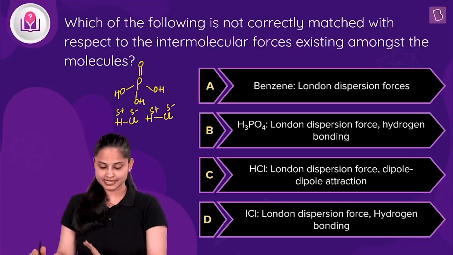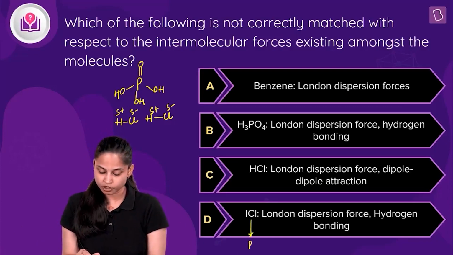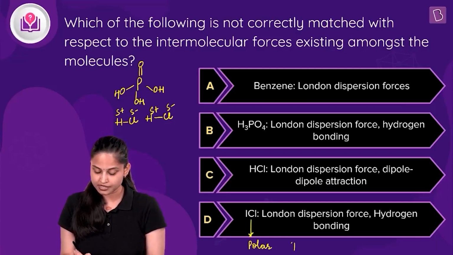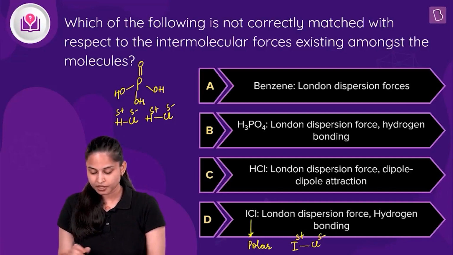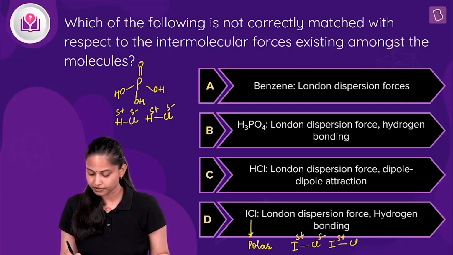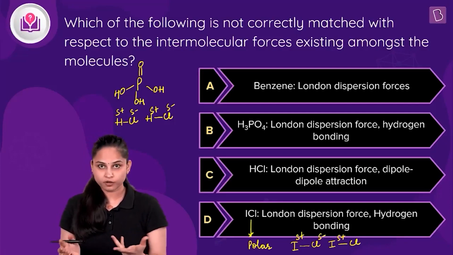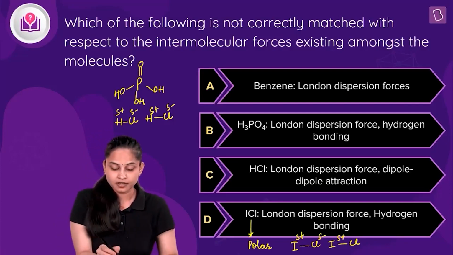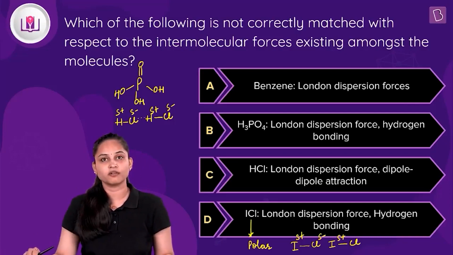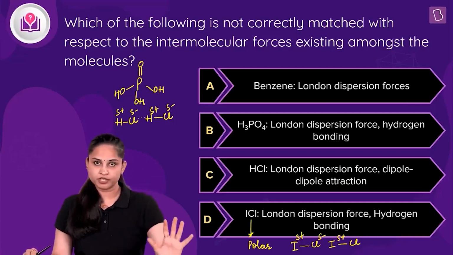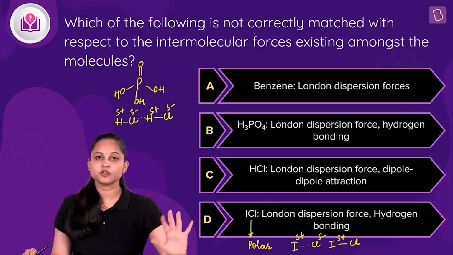If I talk about ICl, yes, it is a polar molecule. No doubt it is a polar molecule. It's iodine having delta positive charge and chlorine having delta negative charge. But does it actually have hydrogen bonding? I don't feel that it is having hydrogen bonding. No, there is no hydrogen bonding over here. Dipole-dipole attraction is there. London dispersion force is there.